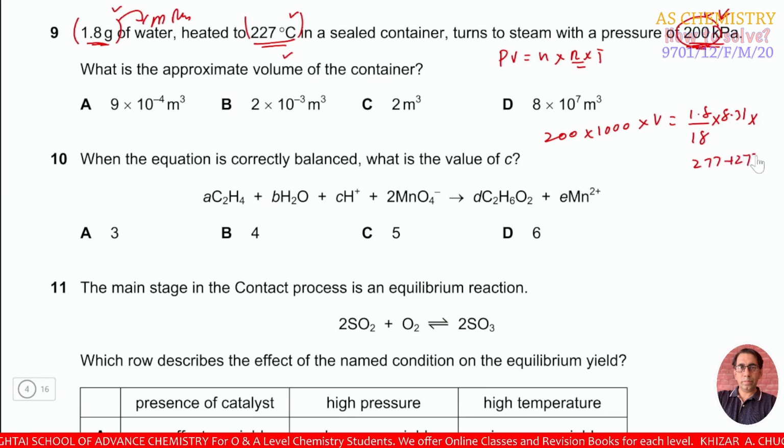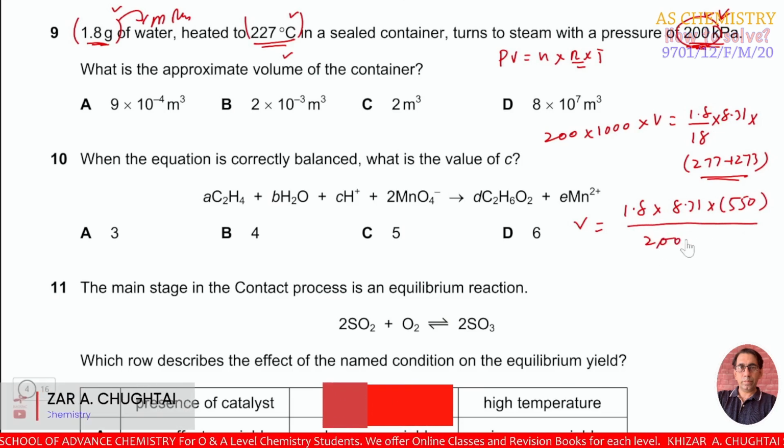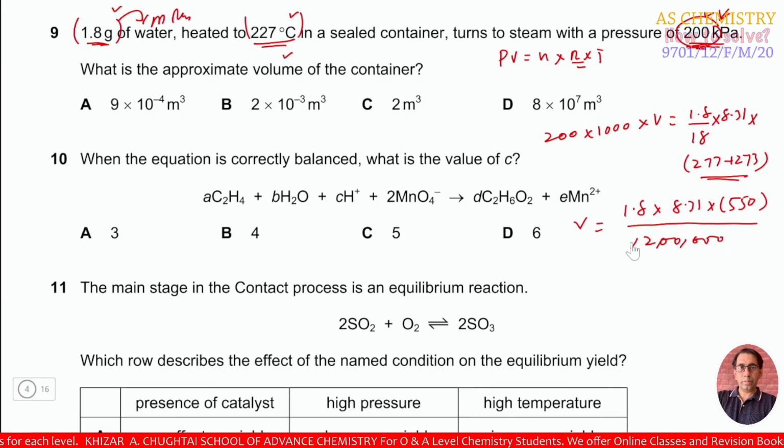277 plus 273. So volume will be equal to 1.8 multiplied by 8.31 multiplied by this sum, just a minute, 277 plus 273, and it's equal to 550. It's equal to 550, and divided by 20000 multiplied by 18. That is 2 into 10 to the power minus 3. So B is the correct option.